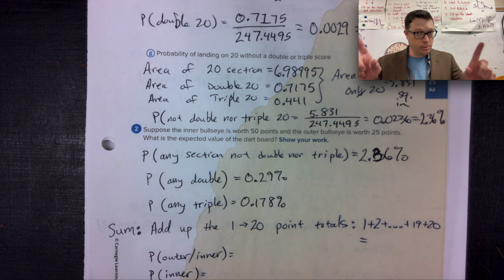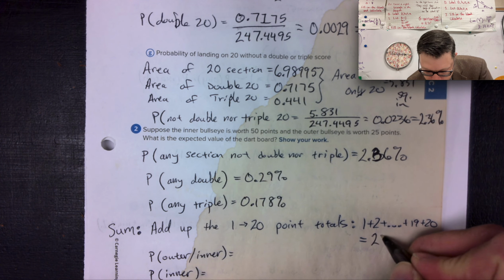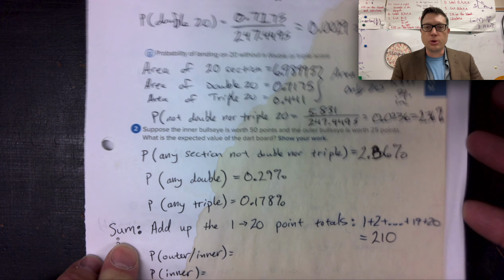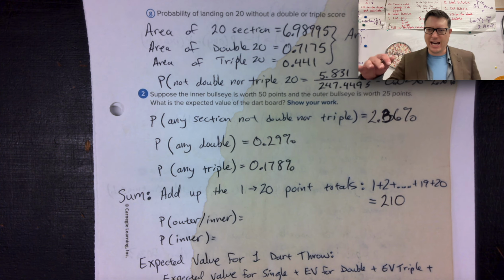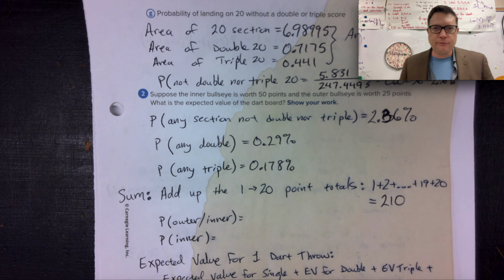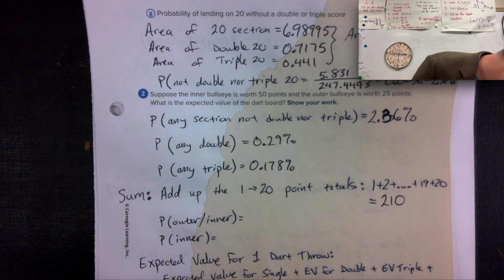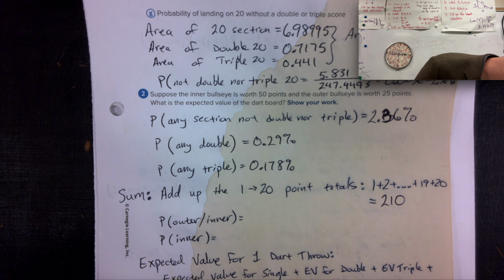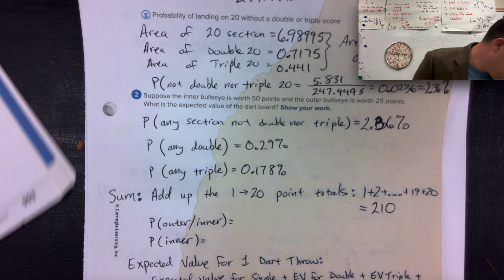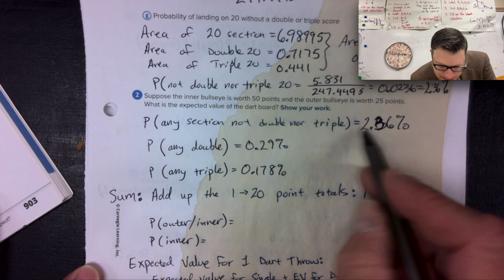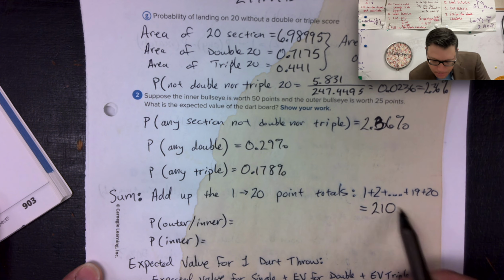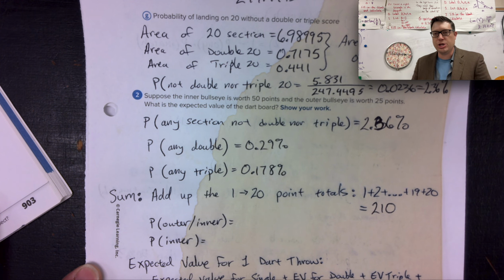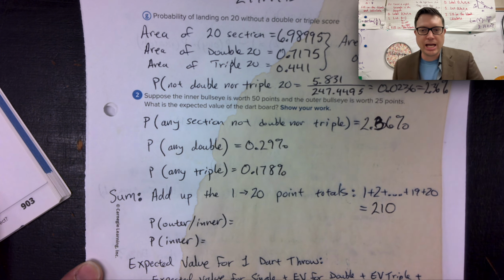So if you add up all of the scores, see where I'm going with this one. If you add up all of the scores from 1 to 20, each of them contributes to a total that is 210 points. So for any section, we can divide 210 by 20 and get an average score. So the probability of landing in any section that's not a double or a triple, we're going to take this probability and multiply it by this point total, and we're going to get our expected value of points you get just from throwing the dart and it landing in the single value.